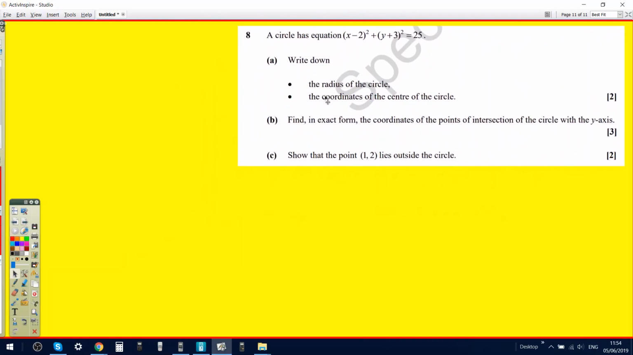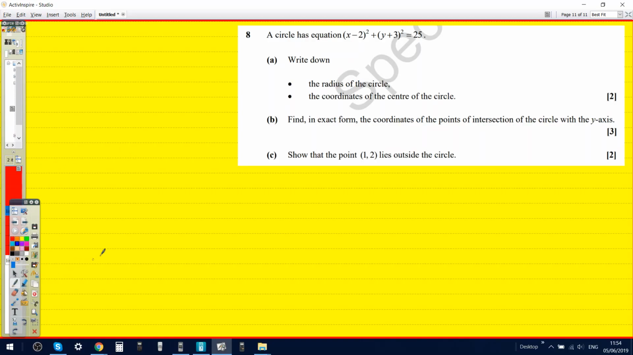You would sub in x and show that the answer you get is y. In this case, for a circle. Oh, sorry, show that the point lies outside the circle.